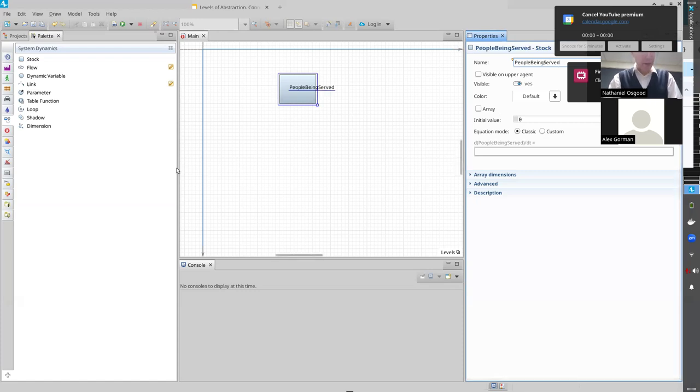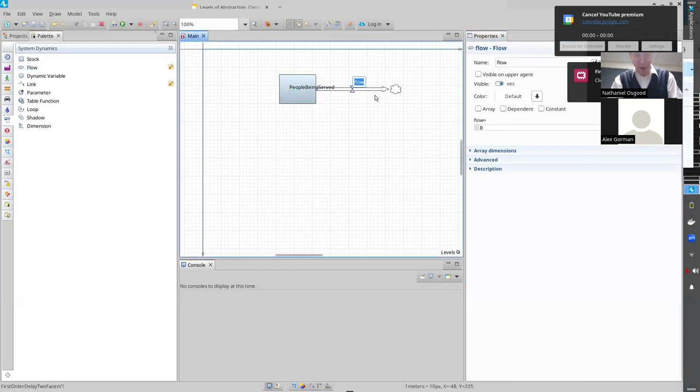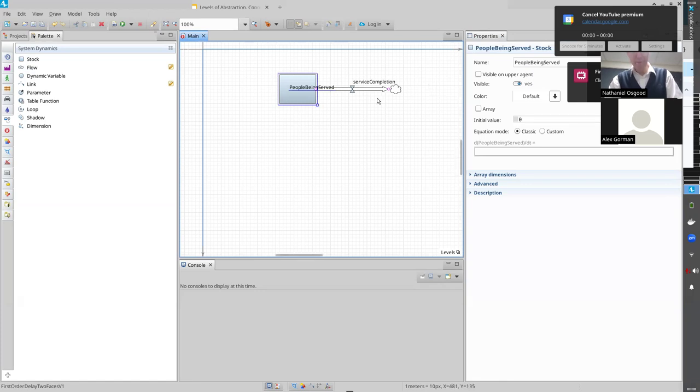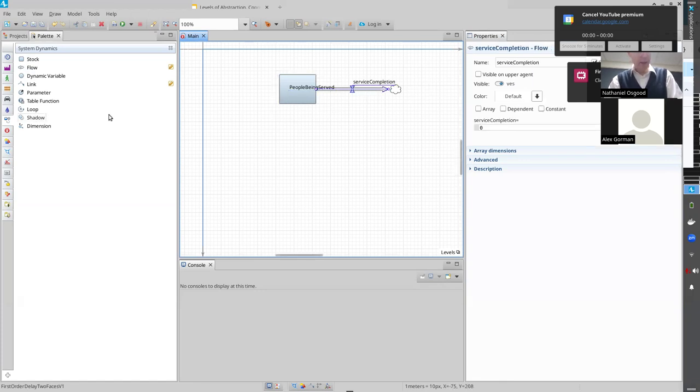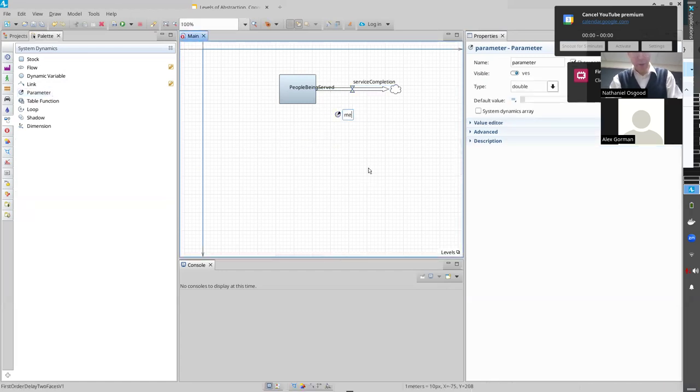People being served. Good. Okay, so we're going to have, per Babs's comment, a flow out, and this is going to be service completion. And what makes it a first order delay is what, Babs? That this flow out does what? It depends linearly on this. Okay, so we're going to examine this in two different ways, right? We're going to have a parameter called mean time under service, okay?